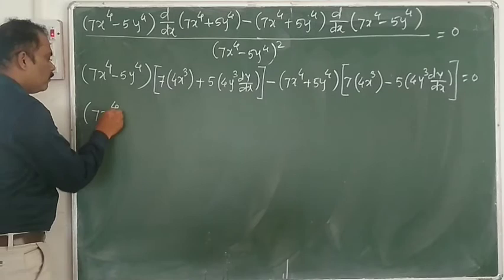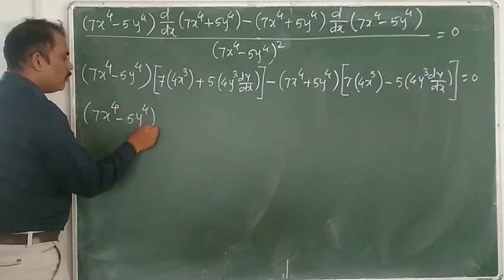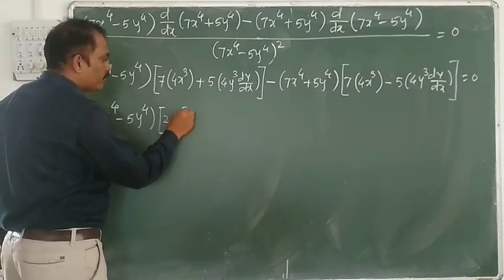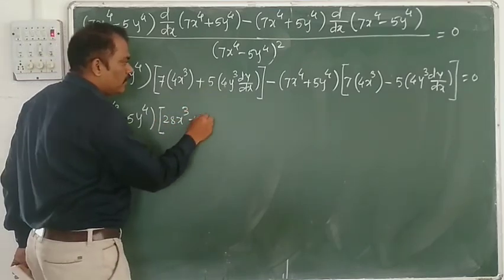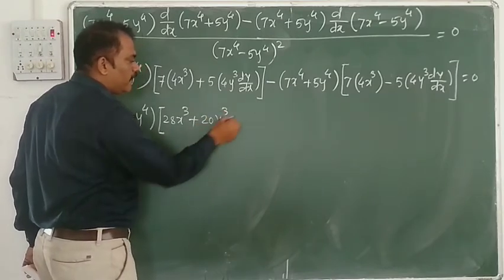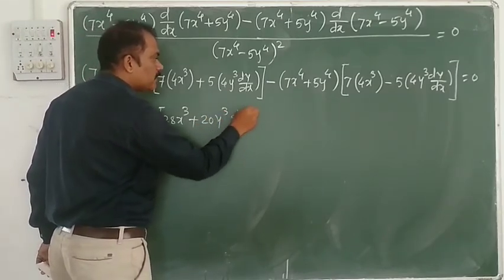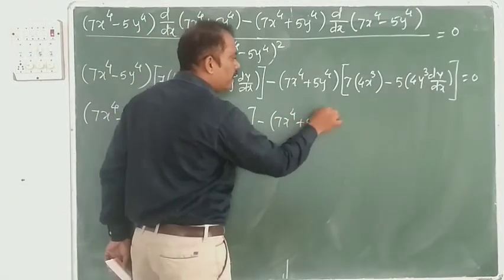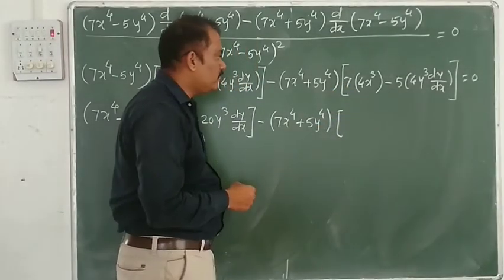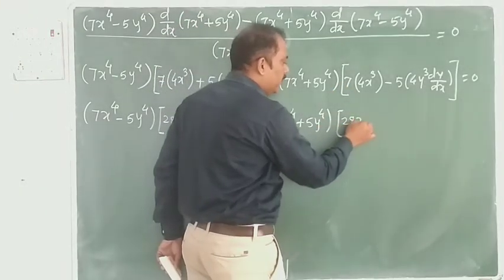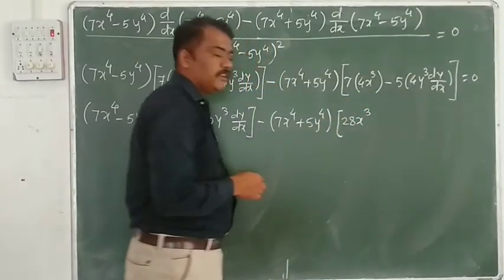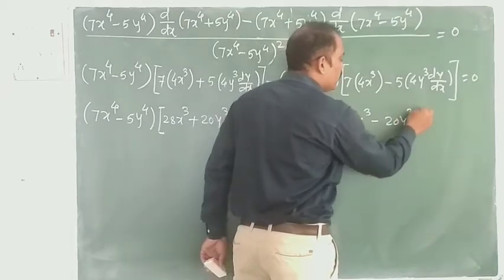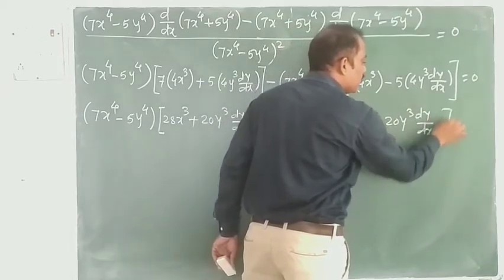7x^4 minus 5y^4 into bracket 7 into 4, that is 28x cubed, plus 5 into 4, 20, into y cubed dy by dx, minus 7x^4 plus 5y^4 into bracket. Here also we have to simplify that. 7 fours are 28, so 28x cubed minus 20y cubed dy by dx is equal to 0.